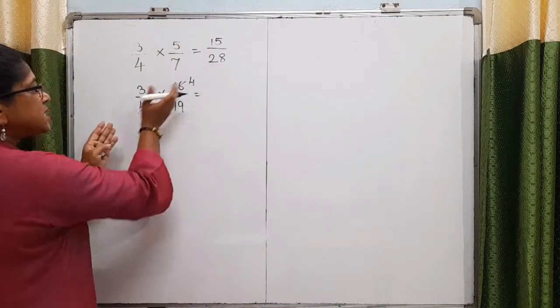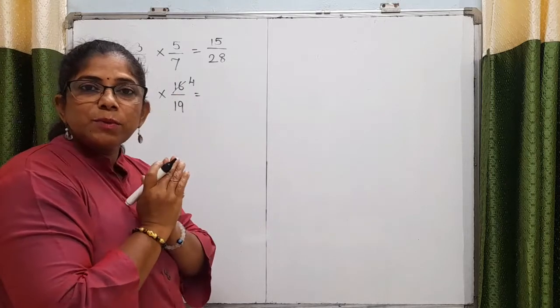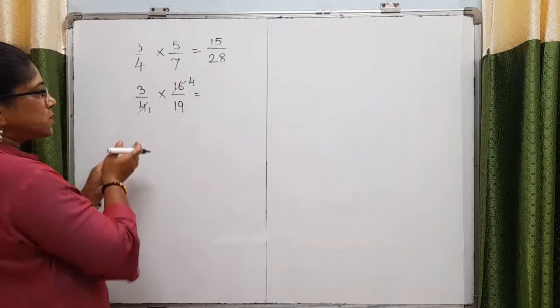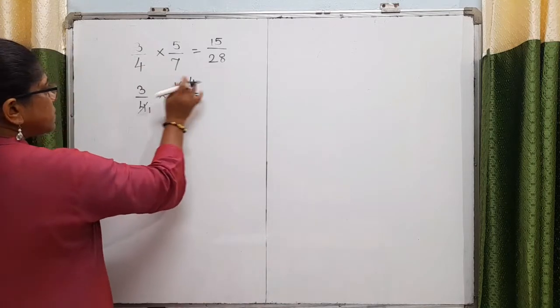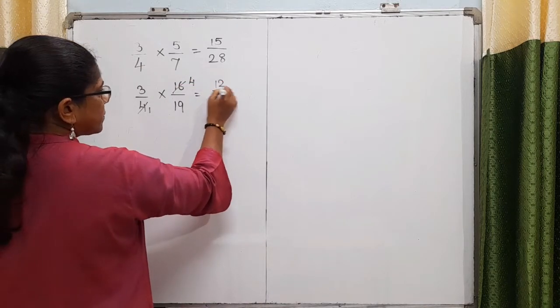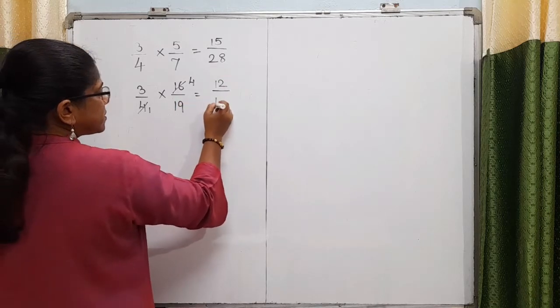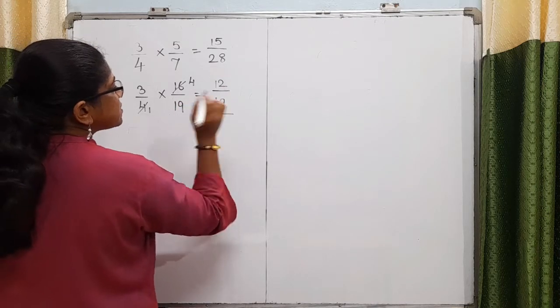But here 4 and 16, as we can straightaway cancel it by 4, we cancel. 4 1s are 4, 4 4s are 16. Now let's multiply our numerators and denominators. 3 4s are 12. 1 into 19 is 19. This is our answer.